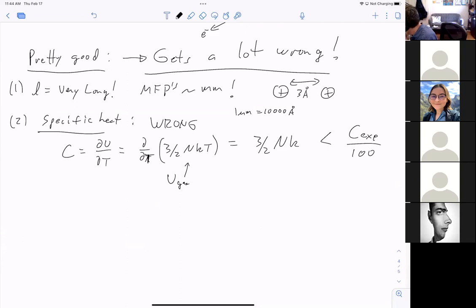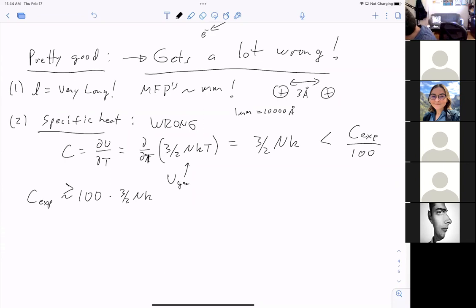So the experimental heat capacity is like 100 times 3/2 nk, n times k. And it's even bigger than that often. So it missed 2 orders of magnitude. All right. So the heat capacity that you measure in crystals is gigantic, 100 times bigger than what you would expect classically. So like, wow, that's a gigantic failure.